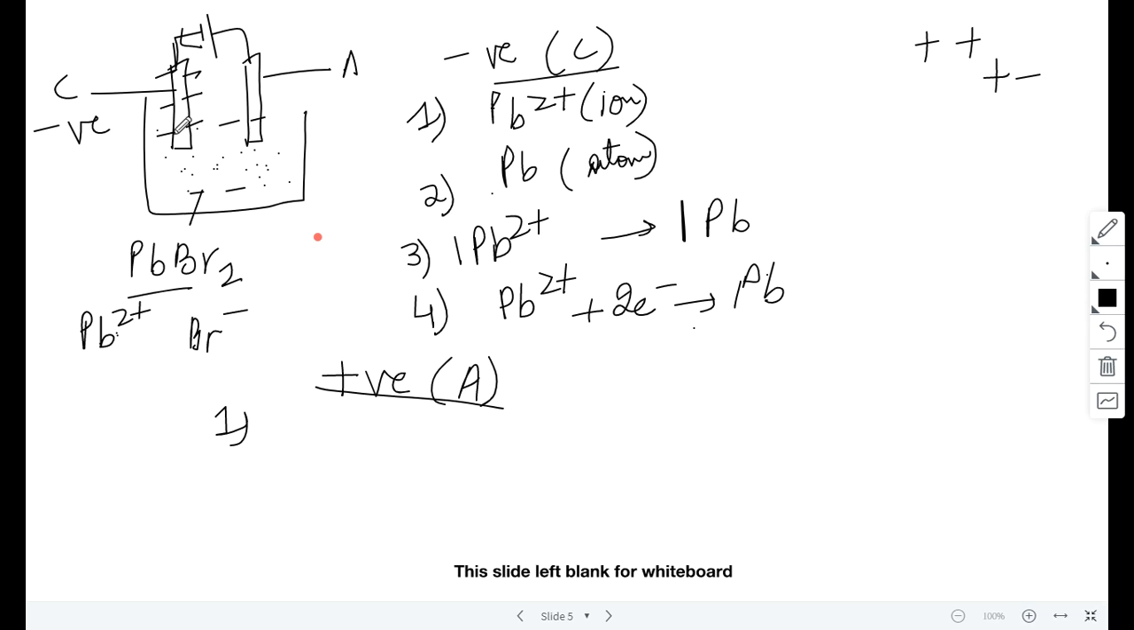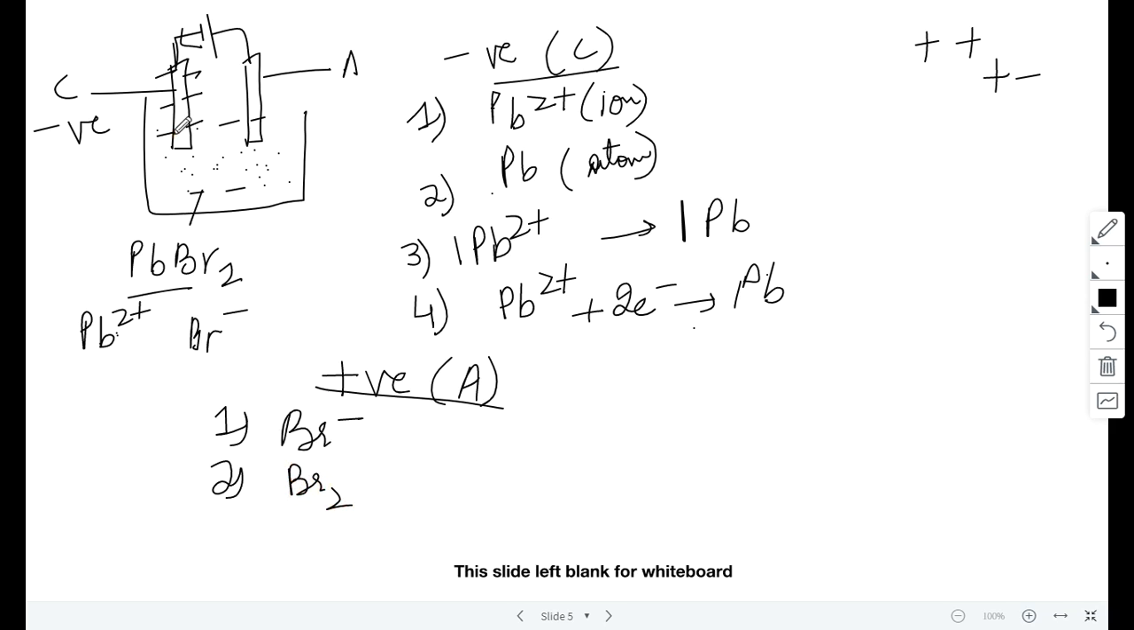that means the negative ion is going to be discharged. First, step one, tell me the symbol for the ion. Br minus. Excellent. So the second step, you have to tell me which atom will be formed here. Br.